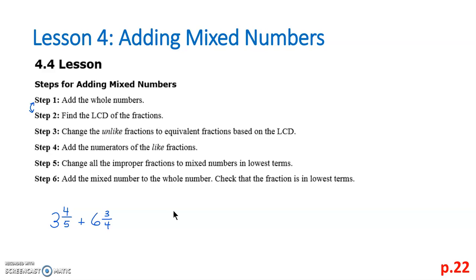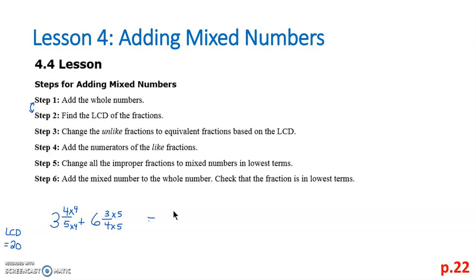So I'm going to go right ahead to step 2, and I'm going to find the lowest common denominator of 5 and 4. And the lowest common denominator of 5 and 4 is 20. So I'm going to go ahead to step 3 now, and I'm going to change the unlike fractions to equivalent fractions. So I'm going to get ready here, multiplying 5 times 4 and the numerator times 4, and multiplying 4 times 5 and the numerator times 5.